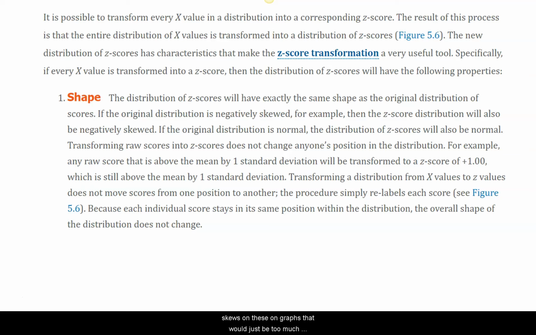And transforming raw scores into z-scores does not change anyone's position in the distribution. For example, any raw score that's above the mean by one standard deviation will be transformed to a z-score of +1, which is still above the mean by one standard deviation. Or if it was 2.5 standard deviations below, it'll be transformed into a z-score of -2.5, etc. So because each score stays in its same position within the distribution, the shape doesn't change.